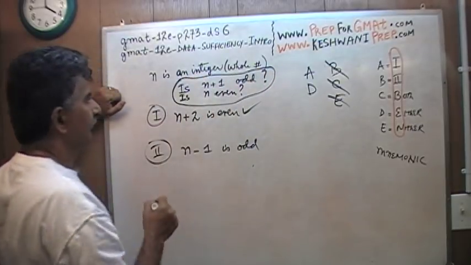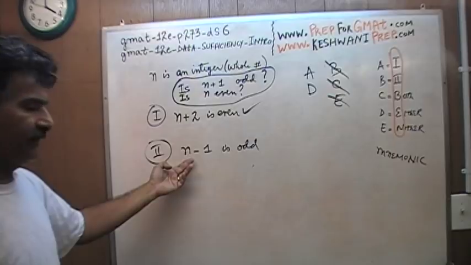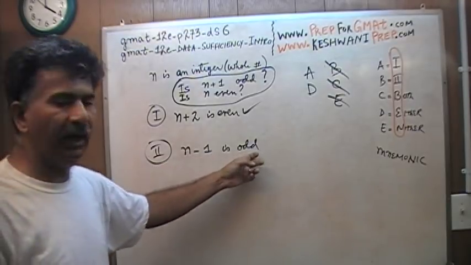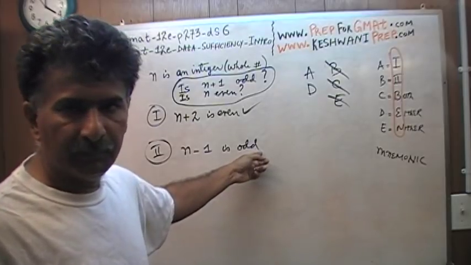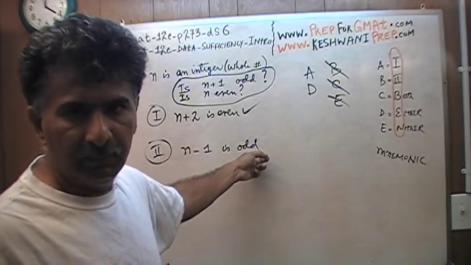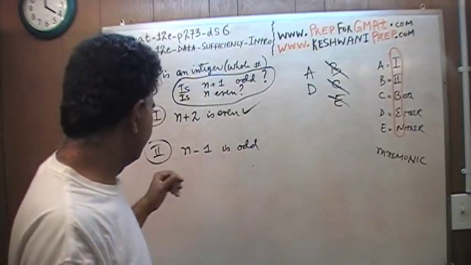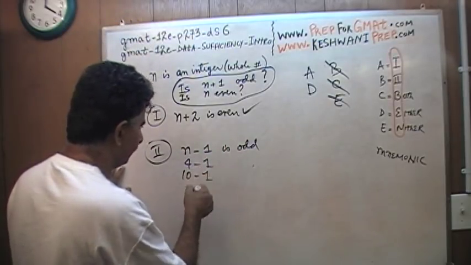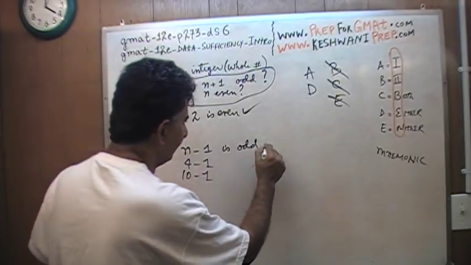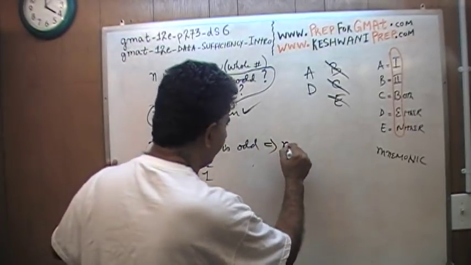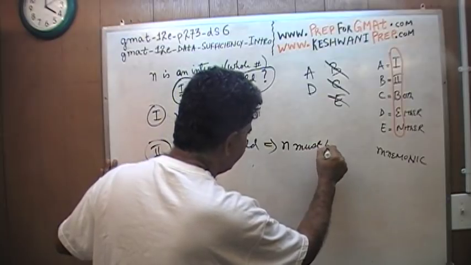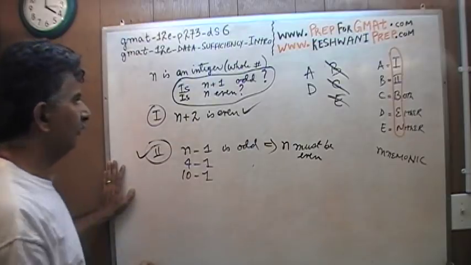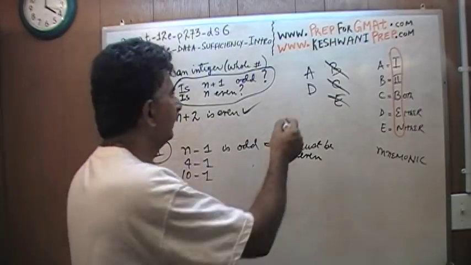They are the same question. This tells me that n is even. That's the only way when you subtract 1 from it, it becomes odd. If you have an even number, 4 minus 1 becomes 3, 10 minus 1 becomes 9, and so forth. So the second statement implies that n must be even, which is what we were trying to figure out. So the second statement by itself is also good. Oh, that's very good. So the answer is not A, it is D.